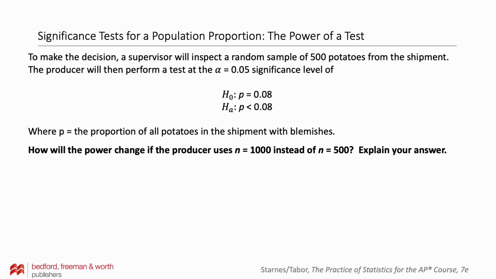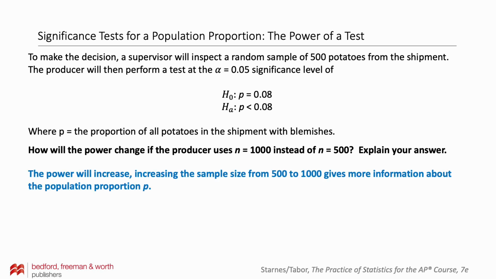Now let's look at this one. How will the power change if we use a sample size of 1,000 instead of 500? So now we're increasing our sample size. What happens to the power? Here the power will increase. Increasing the sample size from 500 to 1,000 gives more information about the population proportion p. And that should make sense because we've talked about how increasing our sample size will yield results closer to our population value.